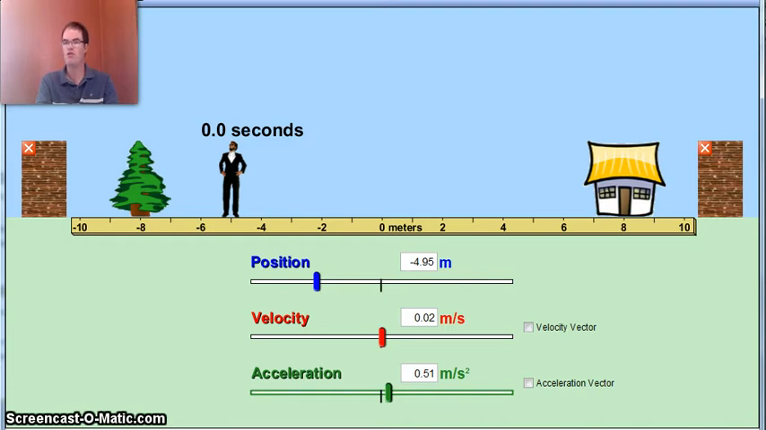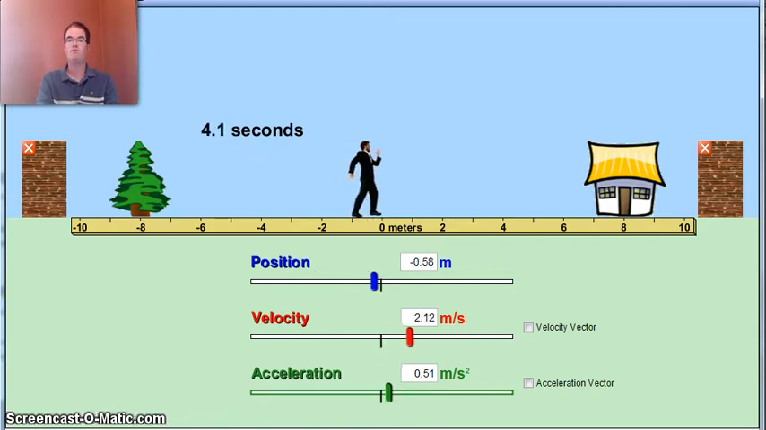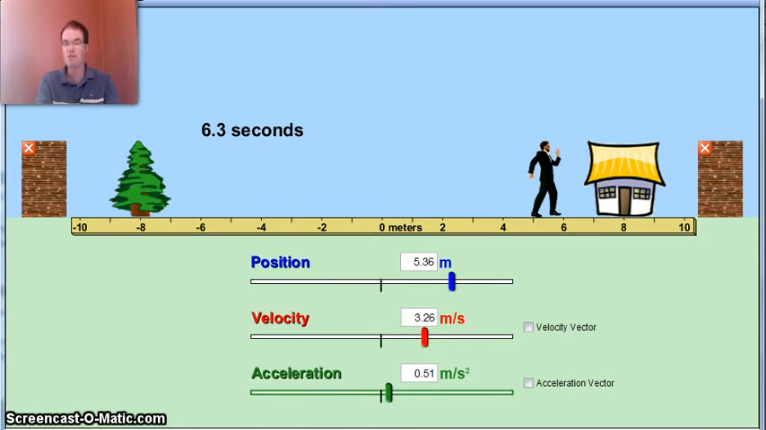We're going to change the velocity here. We're starting at a position of about 5 meters, and we're going to move him to a position of 5 meters on the other side of the 0 mark. Alright, so there you see it took him about 6.3 seconds to get over to the 5 meter mark, which is a lot less time. But of course his velocity was changing constantly as he accelerated.